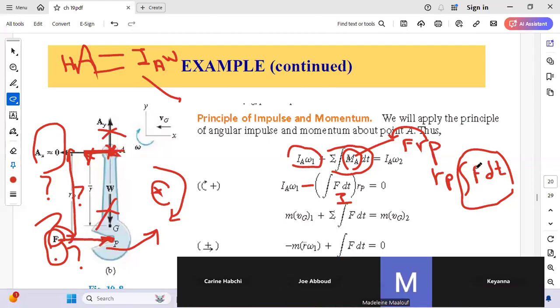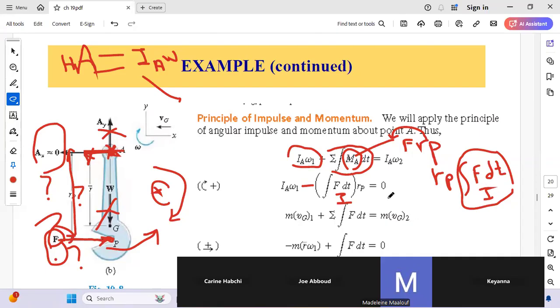Okay, so we can say that the angular impulse of F about point A is equal to the integral of F rp dt. And since rp is constant, we take it outside of the integral. So the angular impulse of this force is rp times the linear impulse of the force, I.